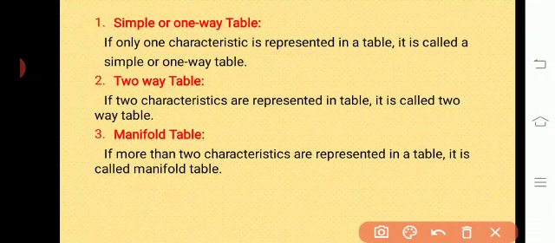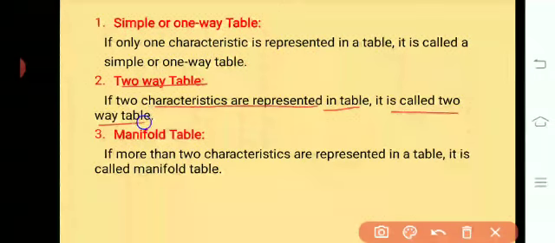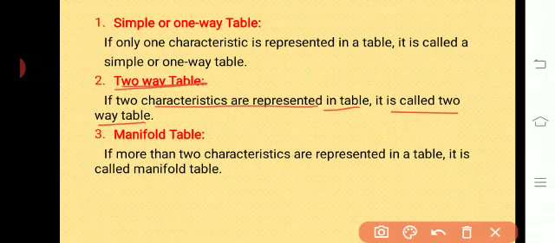Then another type of table is the two-way table. If two characteristics are represented in a table, then it is called a two-way table. If you consider the height of the students and weight of the students in a single table, then we can say that it is a two-way table.